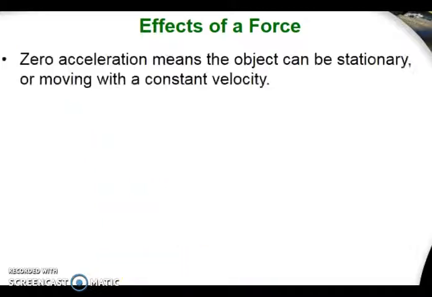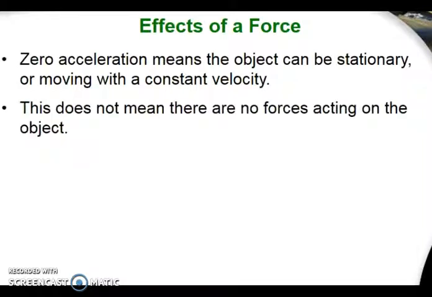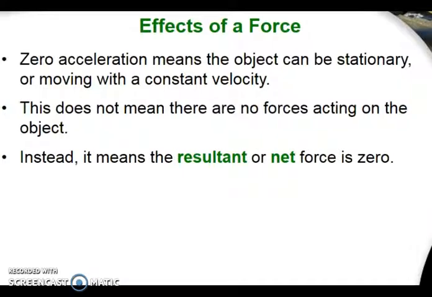So with constant velocity, zero acceleration, an object can either be moving or not moving. Basically, it's a constant velocity. So if it's not moving, the velocity obviously is zero. If it's moving, it can be any number, okay? So in the case of zero acceleration, it doesn't mean that there are no forces, but it means, boom, the resultant or net force is zero.